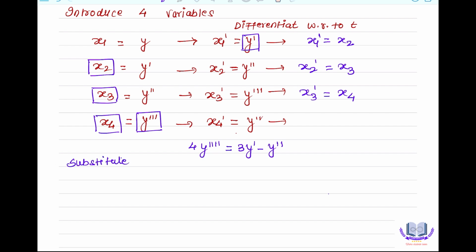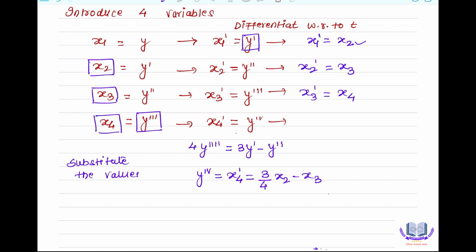So y fourth order, what is y fourth order? It is x4 dash, equals 3 by 4. I am taking the 4 to the right hand side. So 3 by 4 y dash. What is y dash? Y dash is x1 dash, and x1 dash is what? x2. So I will write here x2 minus y double dash. What is y double dash? Your y double dash is x2 dash and it is your x3. So we will write here x3.